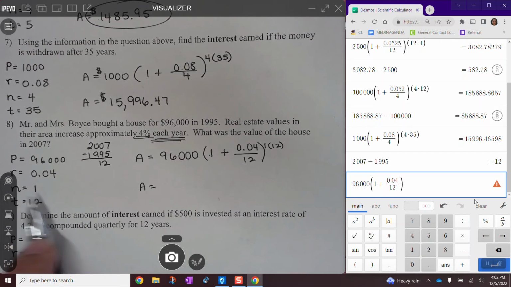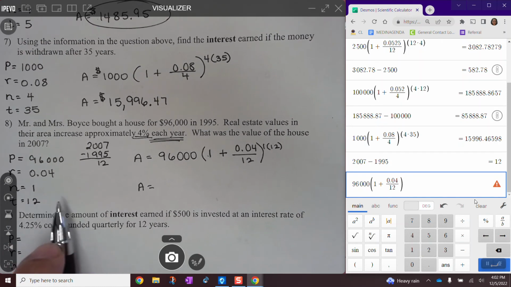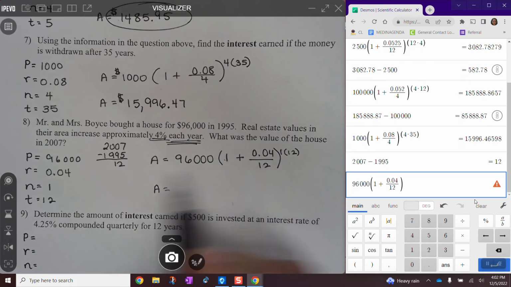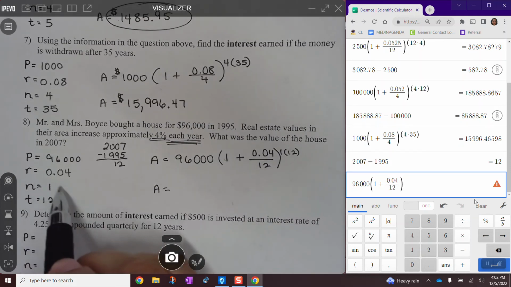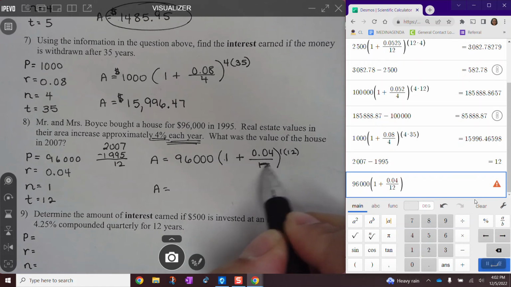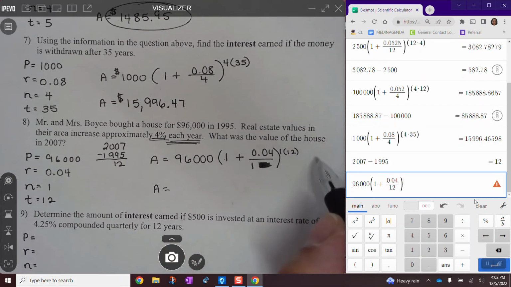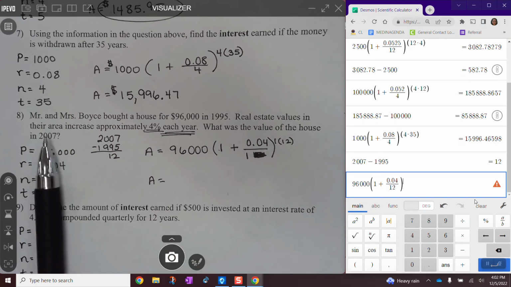Oh. Okay, I made a mistake. Y'all see? My n is 1 and I put in a 12. So 1. And my exponent is n times t, so 1 times 12. All right, I'm glad I caught it beforehand.